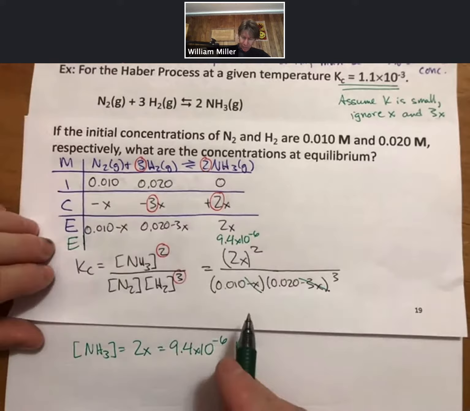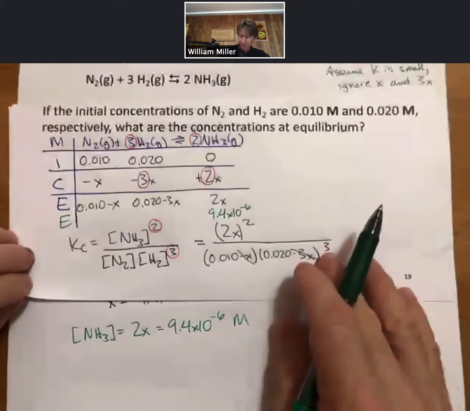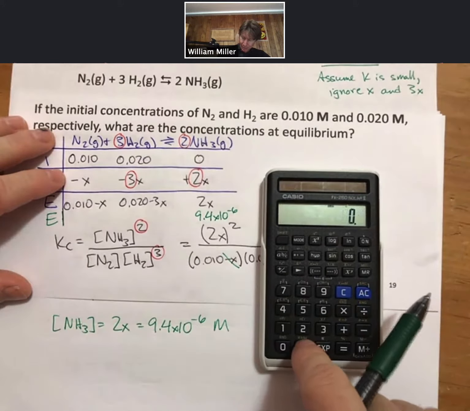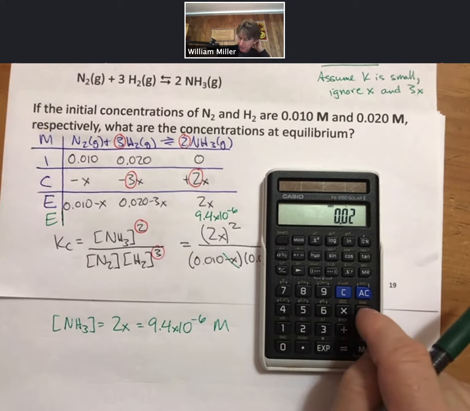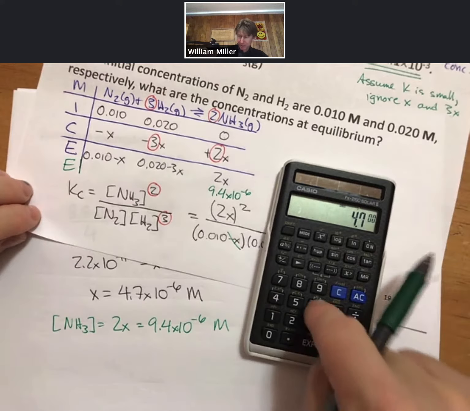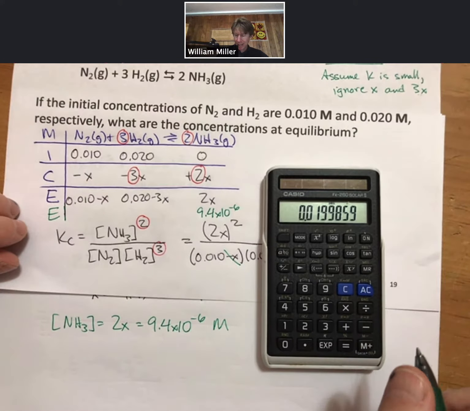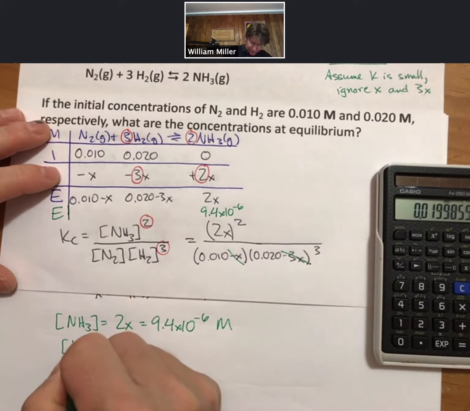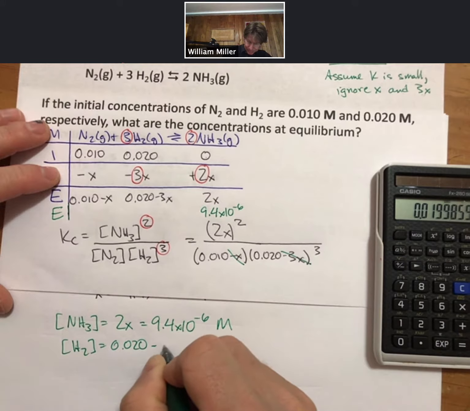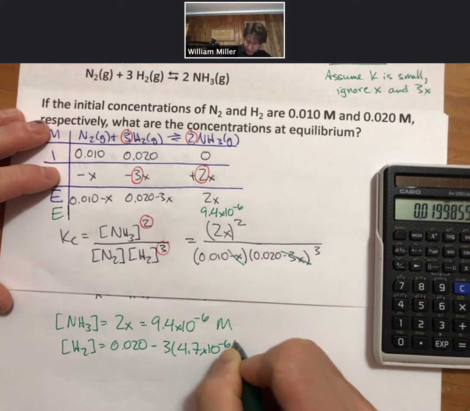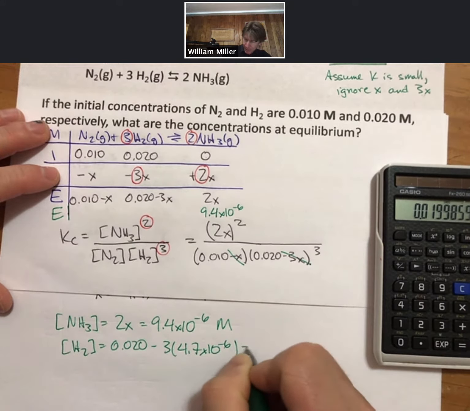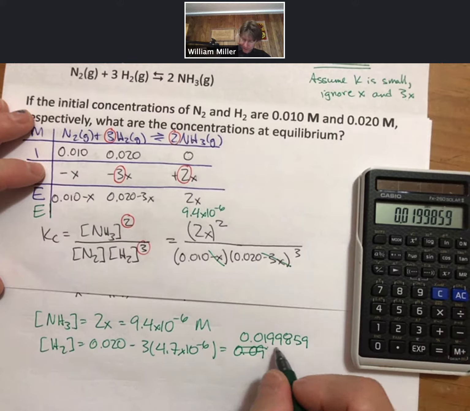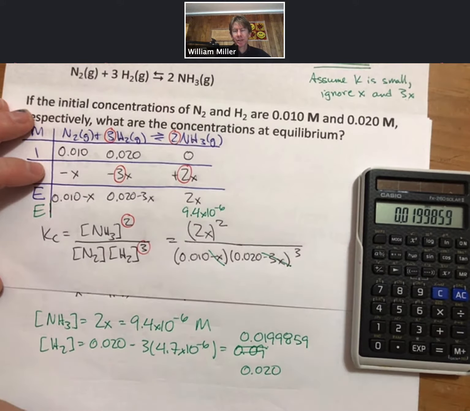Let's check. We'll subtract off 3x from the 0.020. And let's just figure this out. So 0.02 minus 3 times 4.7 times 10 to the minus 6. I get 0.01998, which to 2 sig figs, well, let's see, so the concentration of H2 is 0.01999859, which no matter how you do it, if you round it to 2, 3, or 4 sig figs, ends up being 0.020.